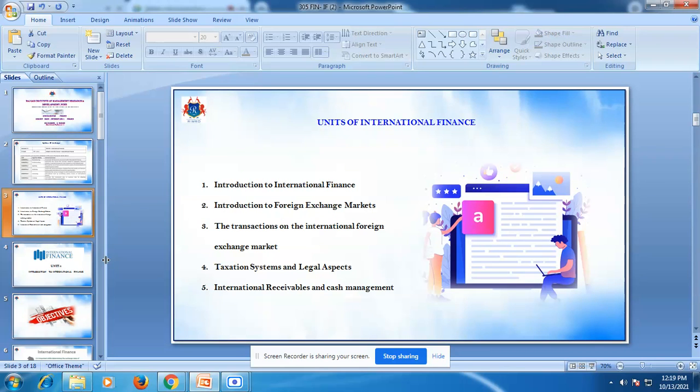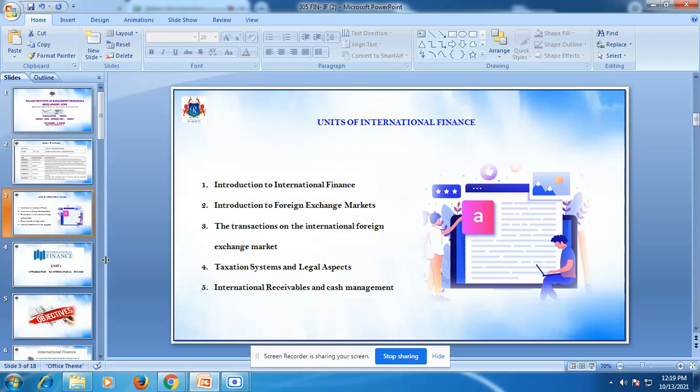The next part is the units of international finance. This subject has 5 units. The first unit is introduction to international finance. The second unit is introduction to foreign exchange market. Third, the transaction on the international foreign exchange market. The fourth unit is taxation system and legal aspects. And the last one, the fifth unit, is international receivable and cash management.